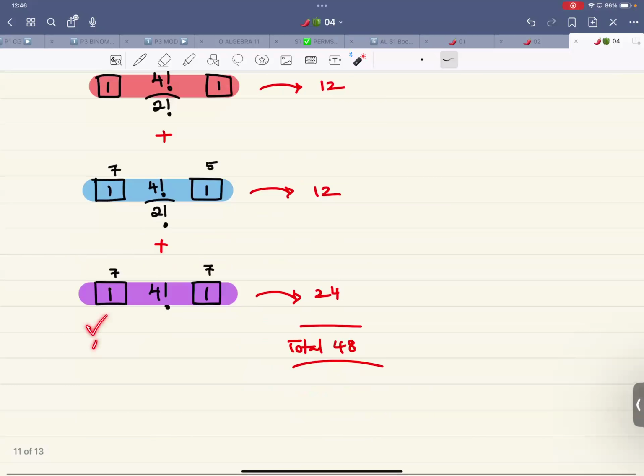This one starts with a 7 and ends with a 7. Two 7s are used up because you have pasted them on the wall. One 7 is left along with 4, 5, 6. So only 4 factorial over here, either this or this or this, and then you get this answer.